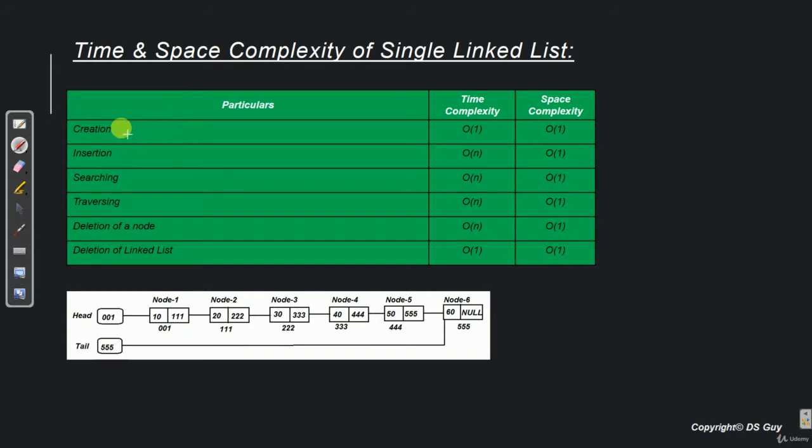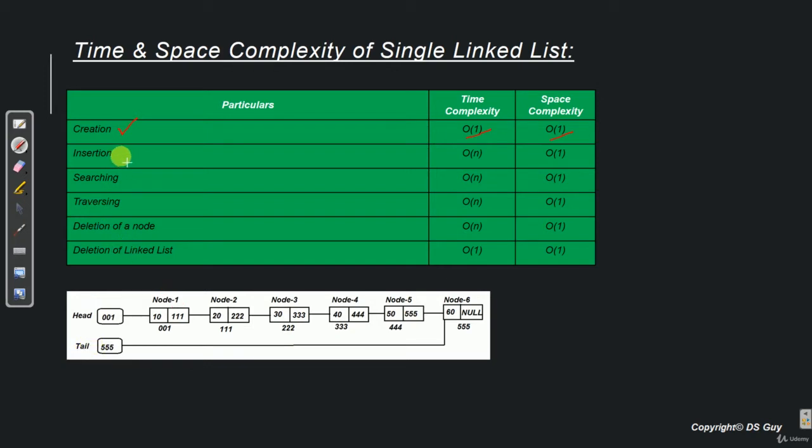So the first operation was creation of a single linked list. So we saw that the time complexity for that is 1 and space complexity is 1. And the reason was we have to create a head, a tail and a first node. So all of them will take constant time. Similarly, for space we have to create only one node and two reference variables. So it is a constant space complexity operation.